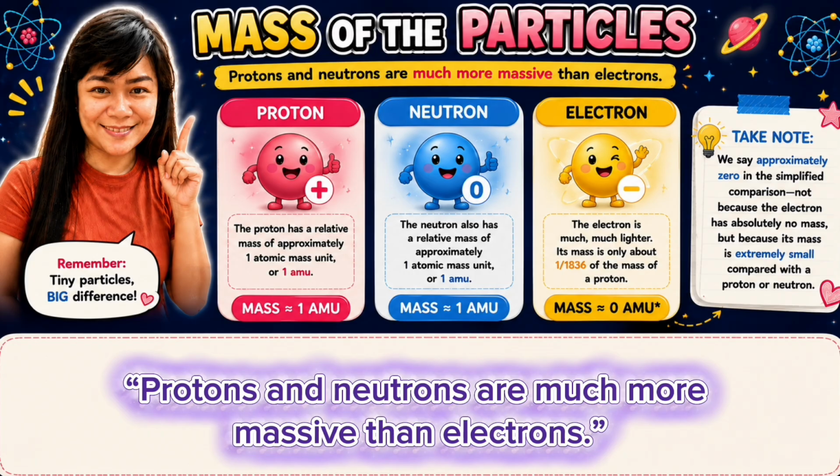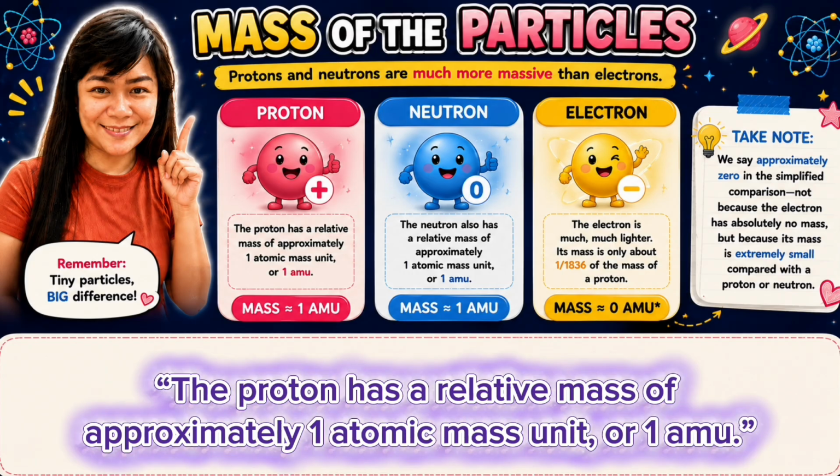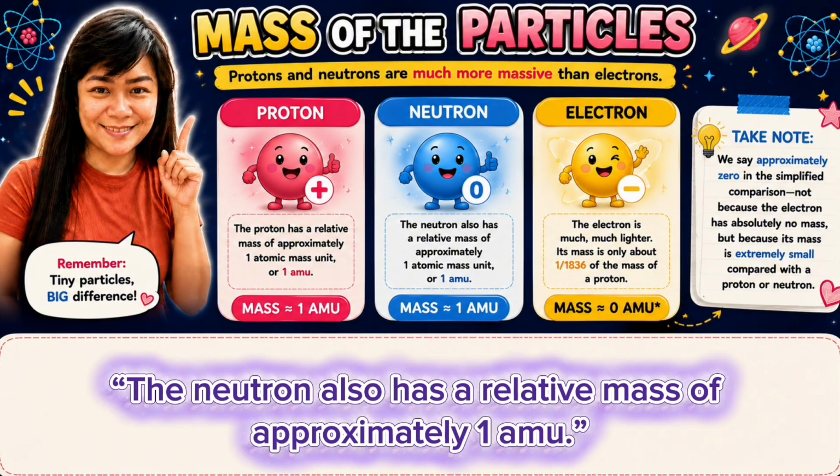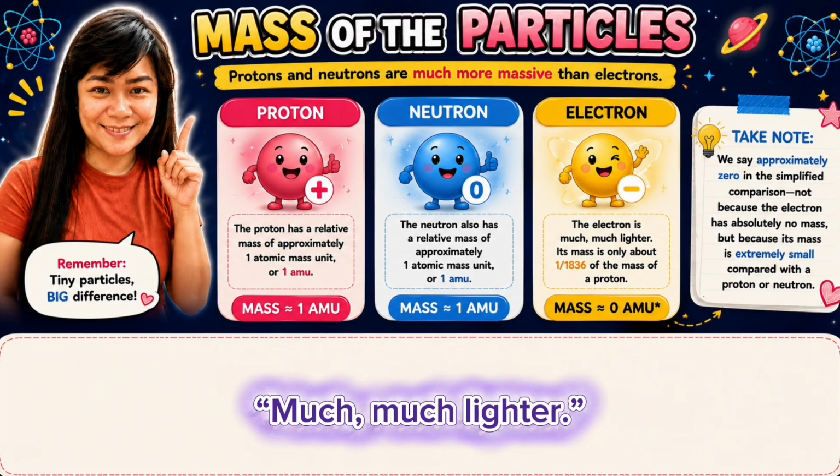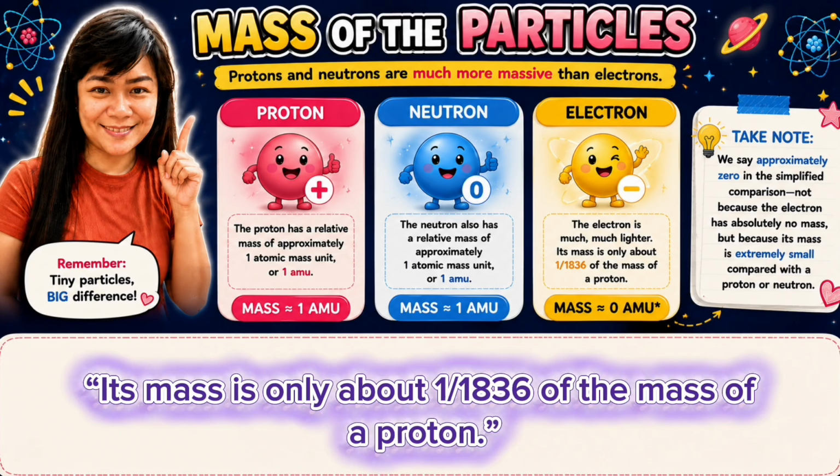Protons and neutrons are much more massive than electrons. The proton has a relative mass of approximately 1 atomic mass unit, or 1 AMU. The neutron also has a relative mass of approximately 1 AMU, but the electron, much, much lighter. Its mass is only about 1/1,836 of the mass of a proton.